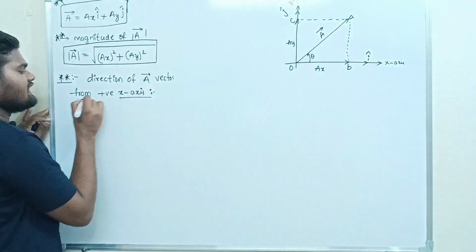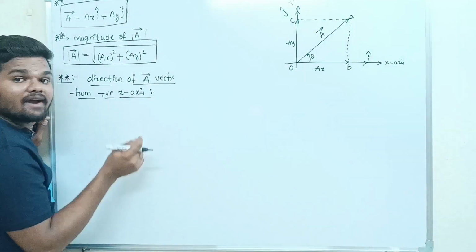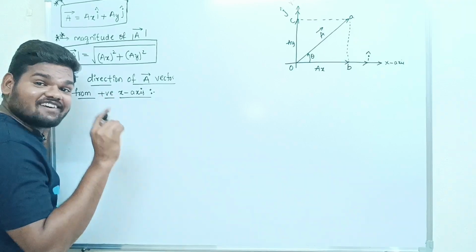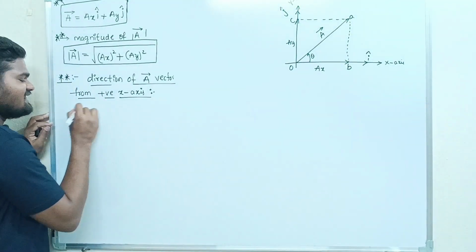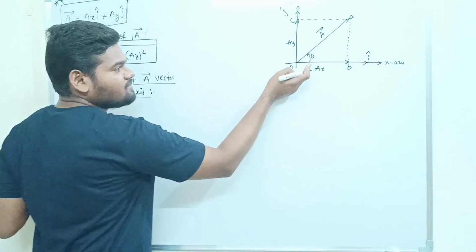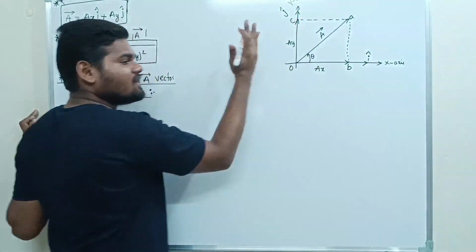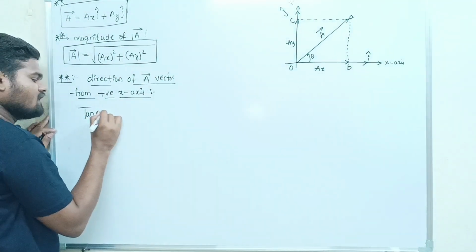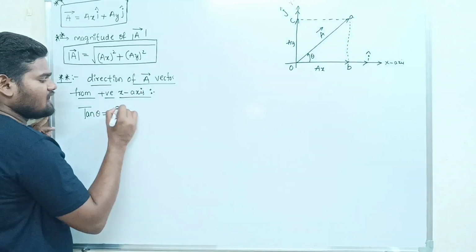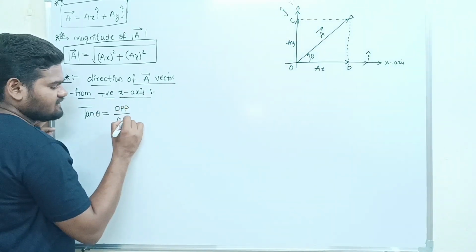Okay. So how can we find the direction? Direction can be given by a trigonometrical function. What is that? Tan. What is the angle made by the A bar vector with the positive x-axis? Theta. So tan theta is equal to opposite side by adjacent side.